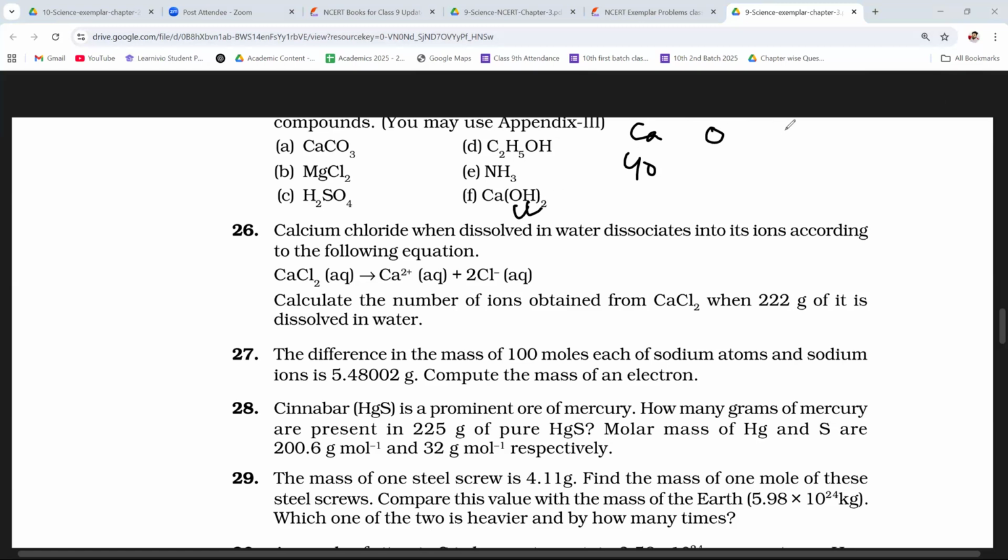So the 2 oxygen atoms will have mass 32 and 2 hydrogen atoms will have 2. So you add: 40, 32, and 2. Since you have already done this one, using those calculations, simply calculate the molecular mass of all of them first. Calculate the molecular mass.